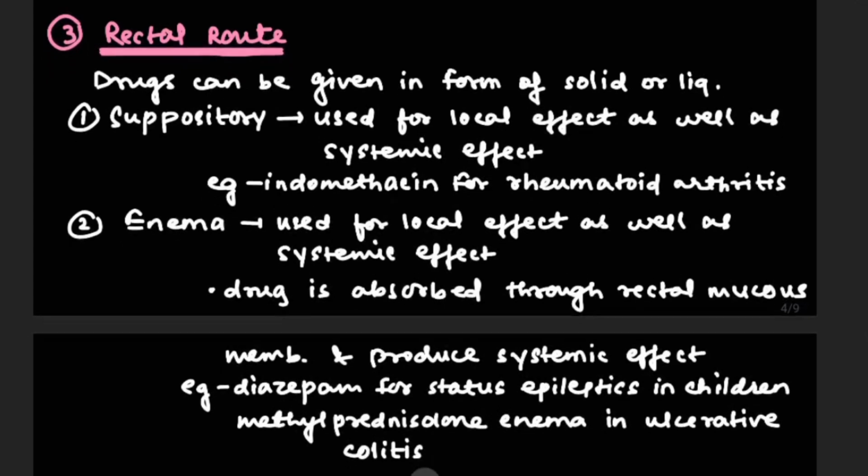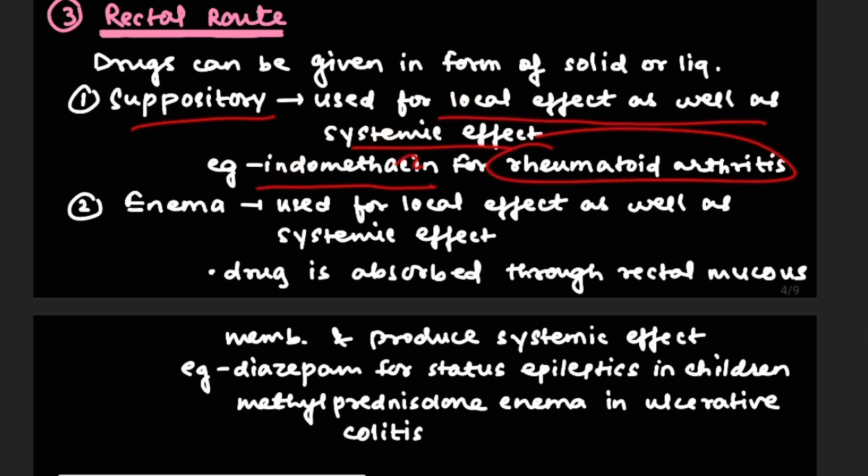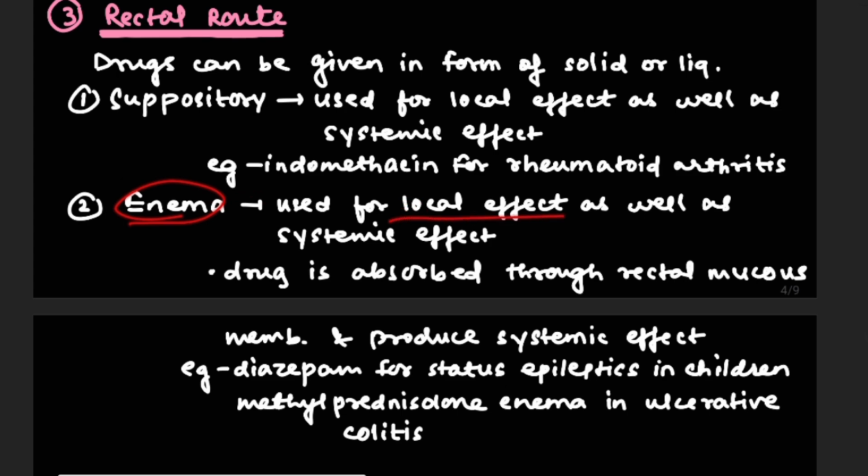Then third is the rectal route. In this we can give the drug in the form of a suppository or in the form of an enema. So with a suppository, you can get a local effect as well as a systemic effect. For example, indomethacin for rheumatoid arthritis. And the enema is used for local effect as well as systemic effect, and the drug is absorbed through the rectal mucous membrane and produces systemic effects.